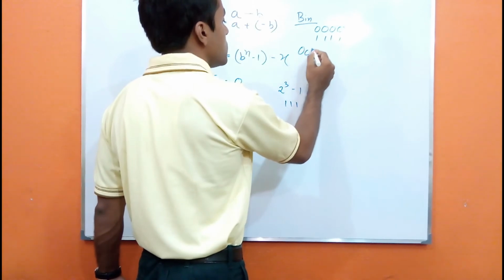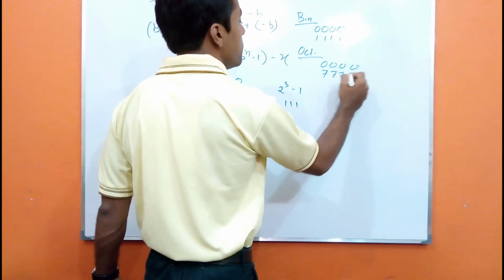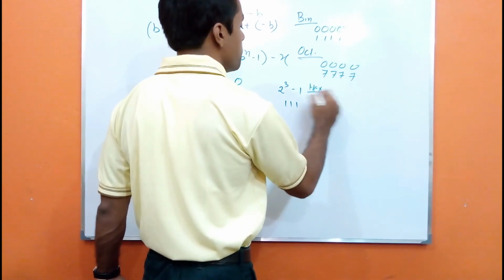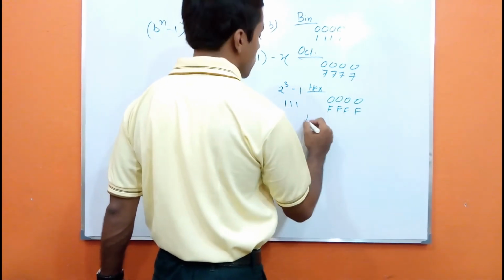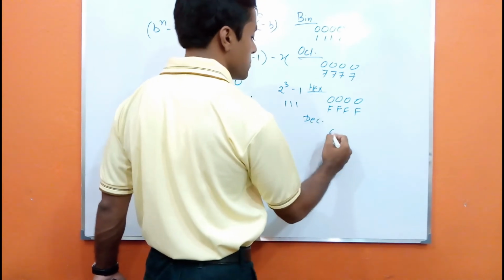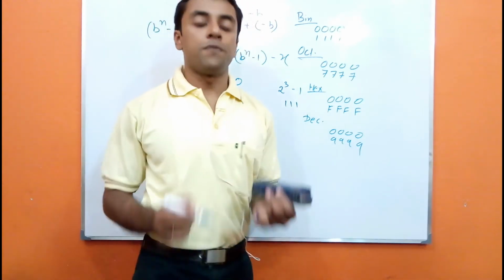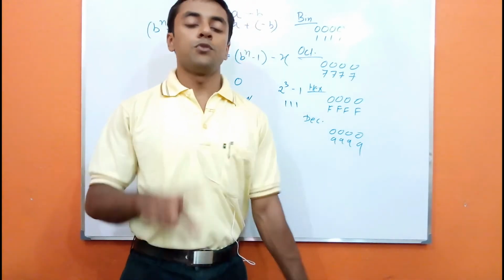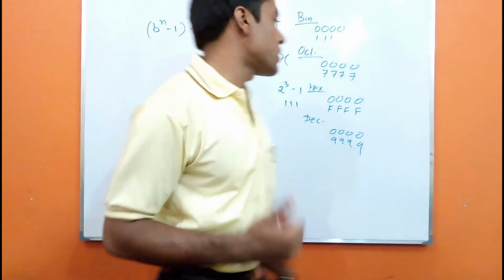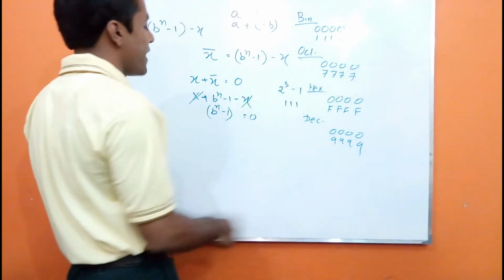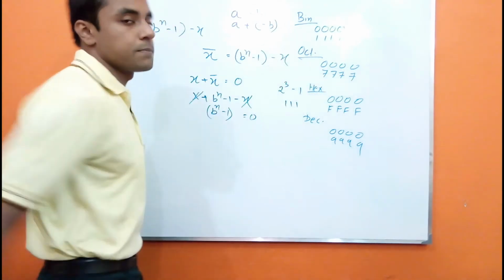If you are using the octal system, then we have two representations of 0, right? In case of the hexadecimal system, we have two representations, and similarly in case of the decimal system, we have two representations. This is one of the problems of your diminished radix complement. To represent 0, we are using two representations. So what are those representations? One is all zeros and one is the largest number possible in that base, right?